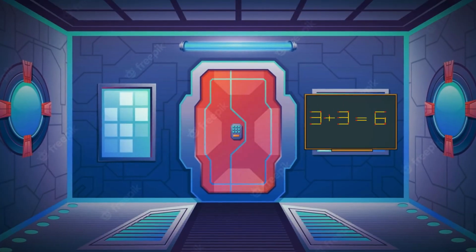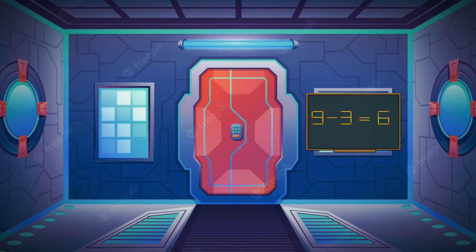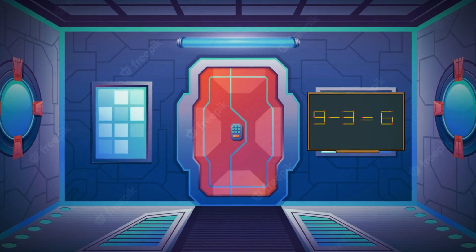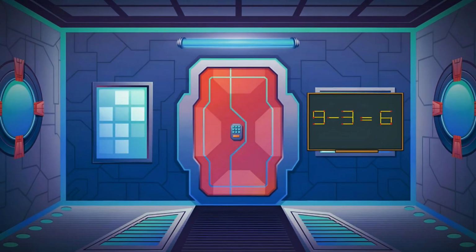Answer is, he should take 1 matchstick from the addition sign and should join it with 6, by which the 6 would become 9 and the equation would become 9 minus 3, which is equal to 6.